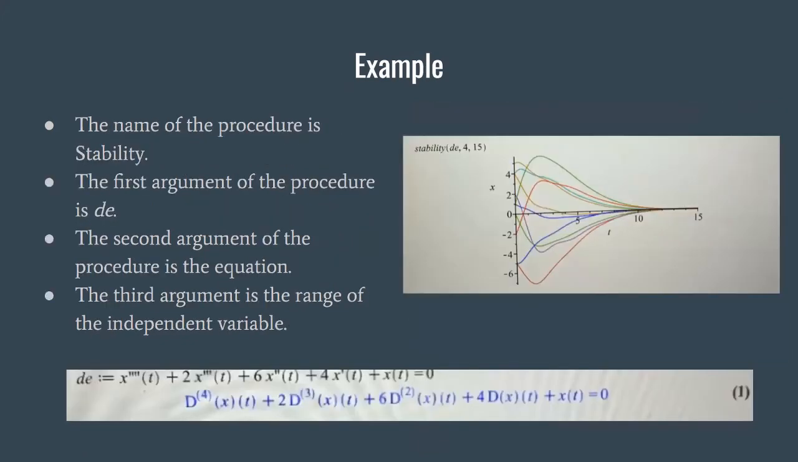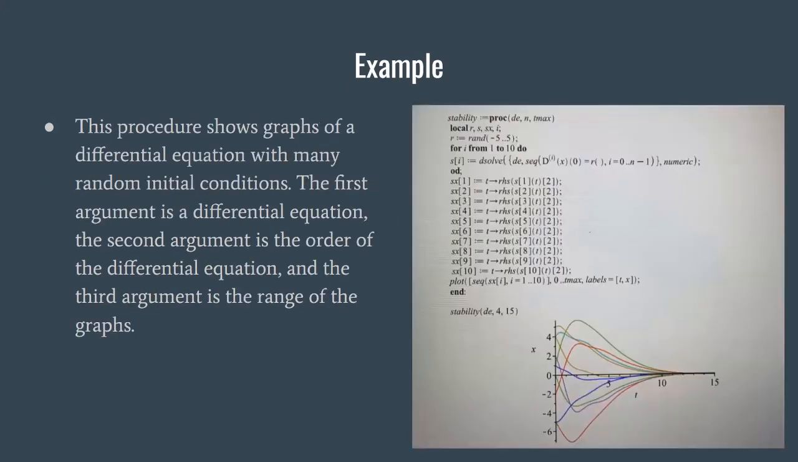That was the graph. And here, it's just the code. This procedure shows graphs of a differential equation with many random initial conditions. The first argument is the differential equation. The second argument is the order of the differential equation. And the third argument is the range of the graphs.